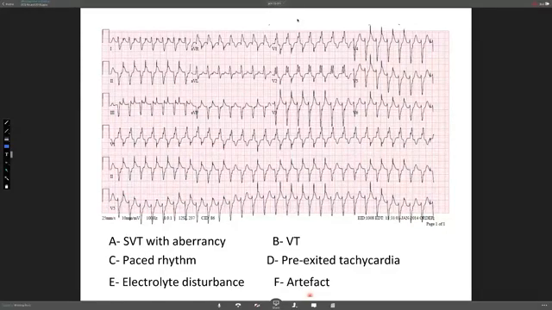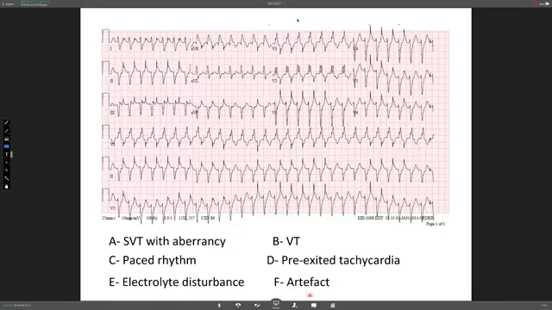So what we could conclude from this ECG, that we probably all agree that this is broad complex tachycardia. And the list from A to F is basically the differential diagnosis of broad complex tachycardia. So we've got a couple of answers. One, is this artifact? We also had someone voting for SVT with aberrancy.